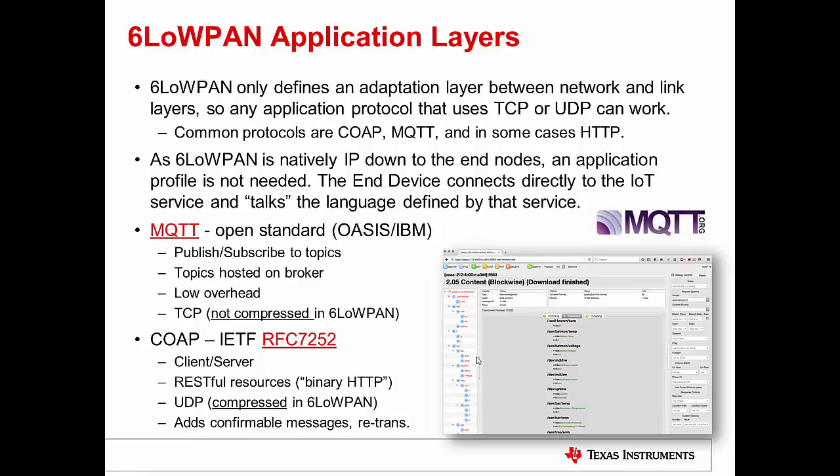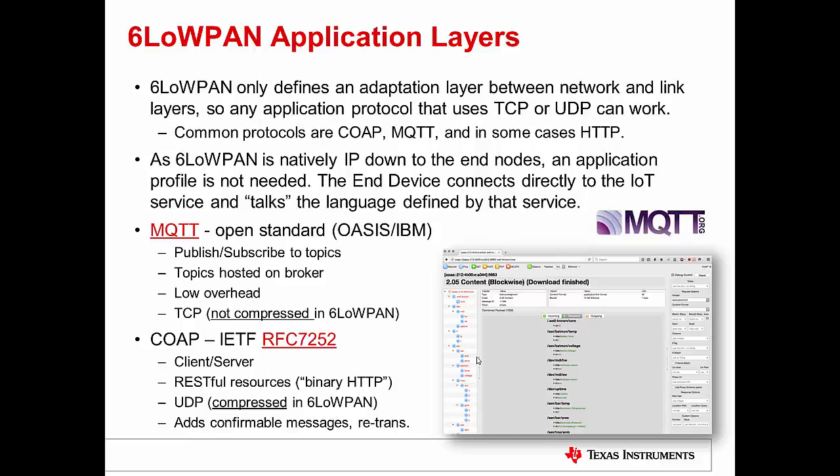6LowPAN only defines an adaptation layer, as I said in the beginning, between the network and link layer. So any application protocol that uses TCP or UDP can work. Common protocols like CoAP, MQTT, and in some cases HTTP can also be made to work. As 6LowPAN is natively IP down to the end nodes, an application profile is not needed, because all you need is the address. Based on that address, every node's application is essentially going to access the network and do the corresponding data exchange.